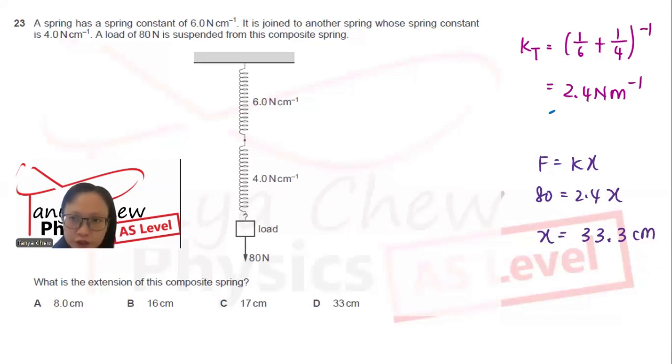You have to change it to, this one is Newton per cm. So it is 2.4 Newton per cm. It's not Newton per meter because this is Newton per cm. So I don't have to convert to meter. So D is the answer.